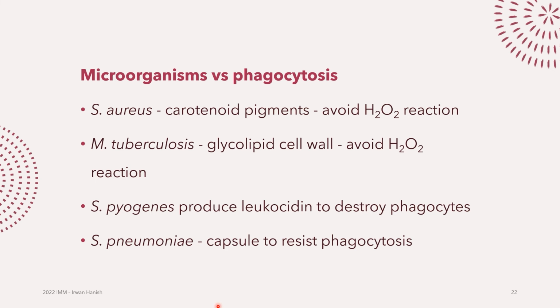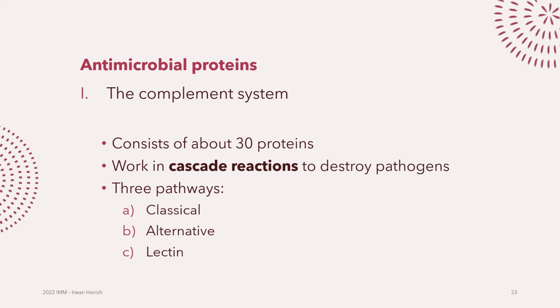An example of this would be Streptococcus pneumoniae. Another defensive method that our innate immunity has is by using antimicrobial proteins. So the first example is the complement system. What you have here is a set of dozens of proteins. It can be up to 30 proteins. These proteins are coordinated and cause a cascade reaction.